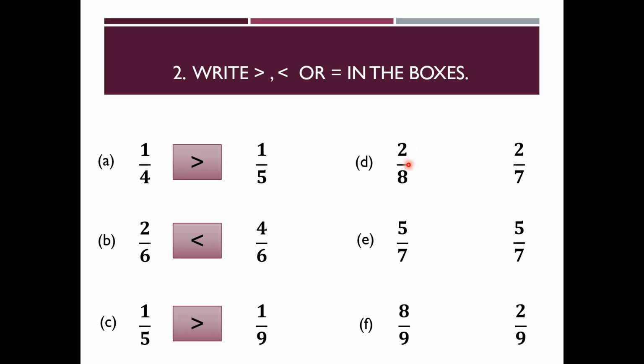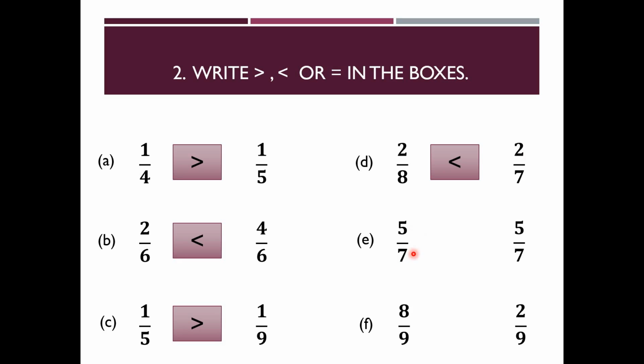Next is 2 upon 8 and 2 upon 7. Again here we can see that the numerator is common, so we will compare the denominators, that is 8 and 7. When the numerator is the same, then the fractional number that has a smaller denominator is greater. Again, the smaller denominator is 7. Therefore, 2 upon 7 is greater than 2 upon 8, or you can say 2 upon 8 is lesser than 2 upon 7.